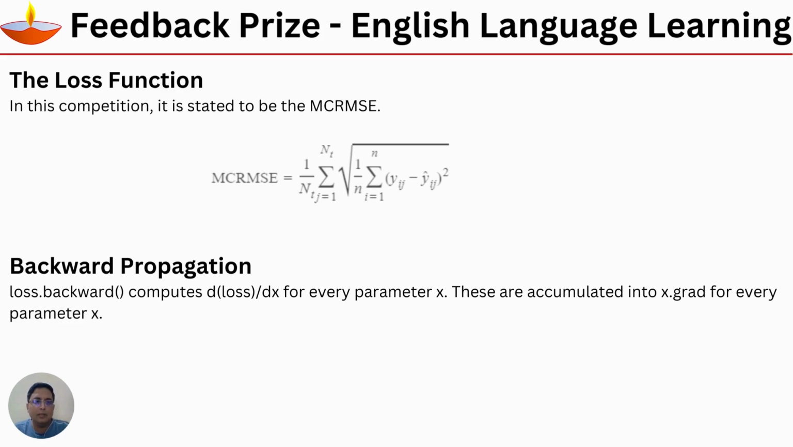Next, the backward propagation. In the backward propagation step, we essentially do loss.backward(), which computes the differential of the loss that we calculated above. And so essentially this gives us the d/dx of the loss for every parameter x. These are accumulated into x.grad for every parameter x.